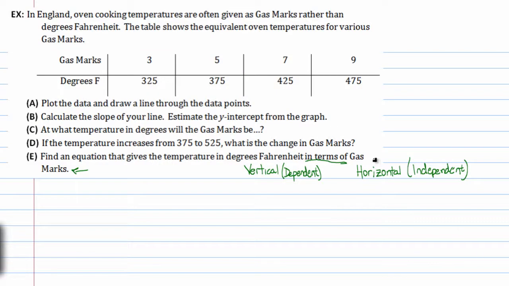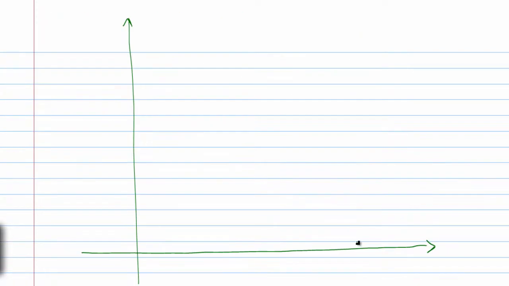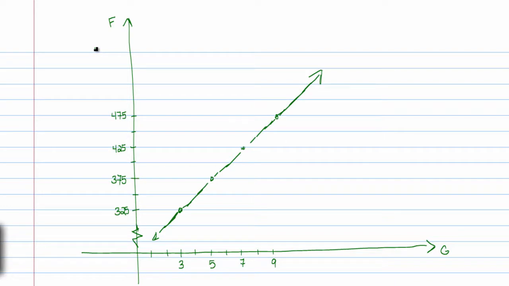Let's see if they gave me a variable here. No, they didn't. So I bet you a good variable for gas marks would be G, and a good variable for temperature in degrees Fahrenheit would be F. And now I'm going to go ahead and plot some points on here. Now I drew this really quickly, and I want to mention a few things before I move on into the problem and complete it.